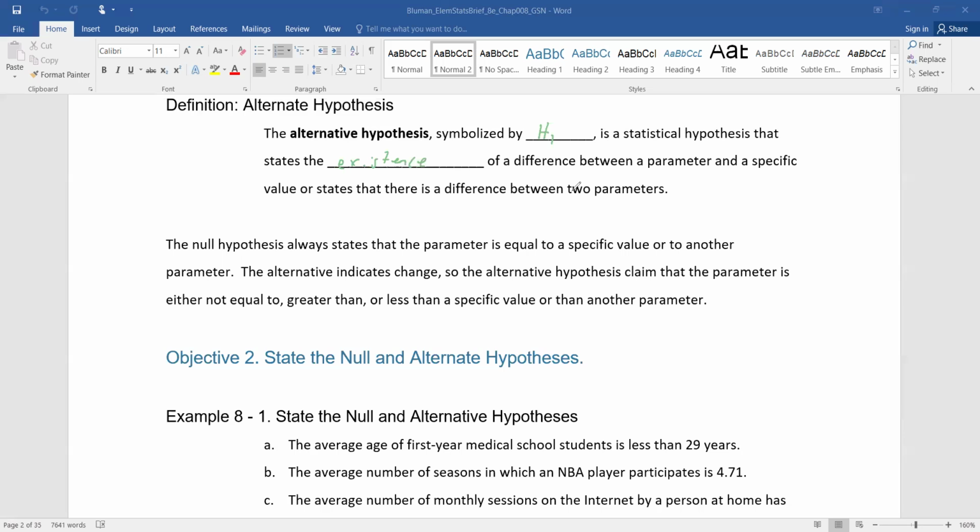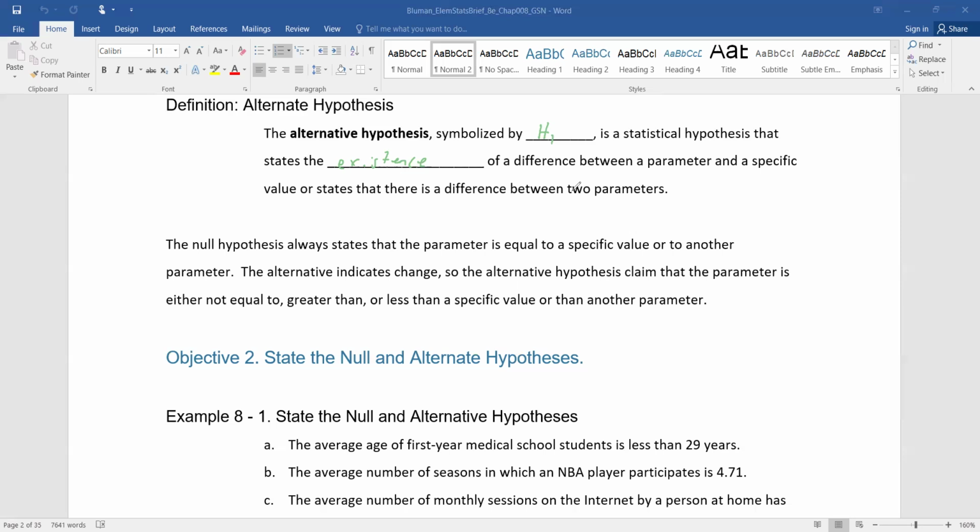So basically, again, the null hypothesis always states that the parameter is equal to a specific value or to another parameter, and the alternate indicates change. So the alternative hypothesis claims that the parameter is either not equal to, greater than, or less than a specific value or another parameter. So you can test that something's greater than, less than, or just flat out not equal to this. It's either greater or less than.